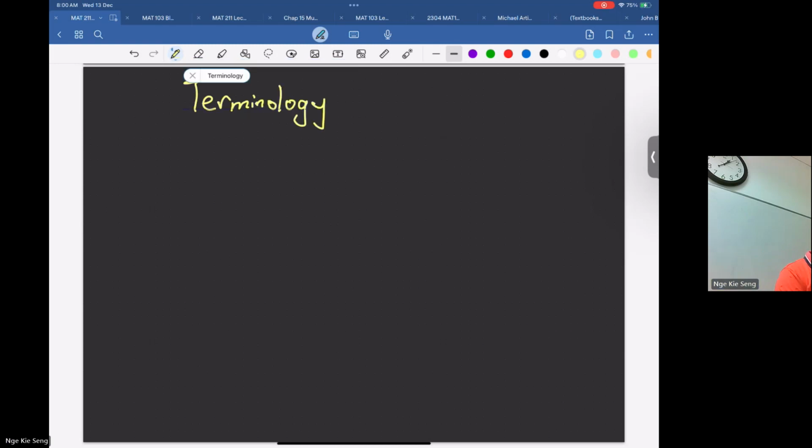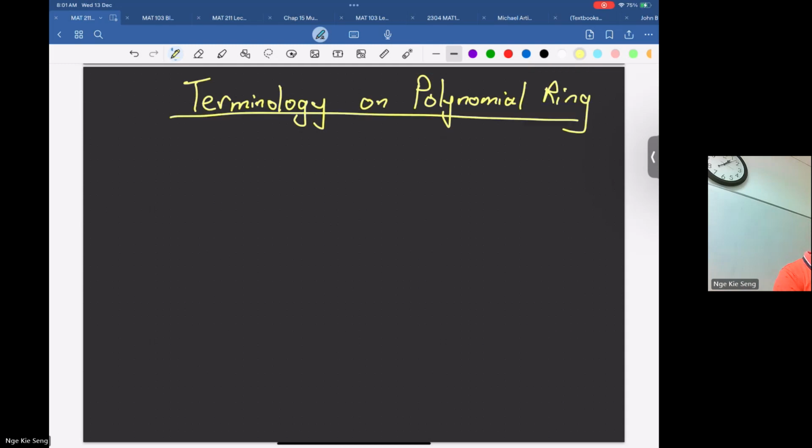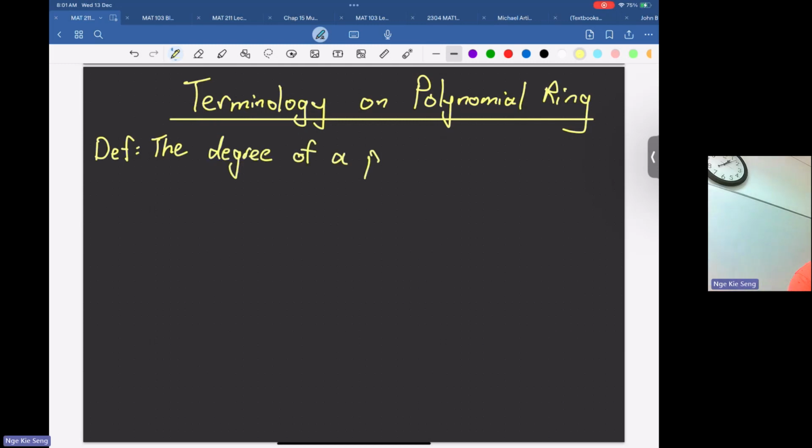So let's check some terminology on polynomial rings, or rings in general. Let's look at polynomial ring first. Okay, so last time Eating talked about a degree. When we talk about degree, we need to mention degree of what? So what's the degree we have looked at? We have looked at the degree of a polynomial.